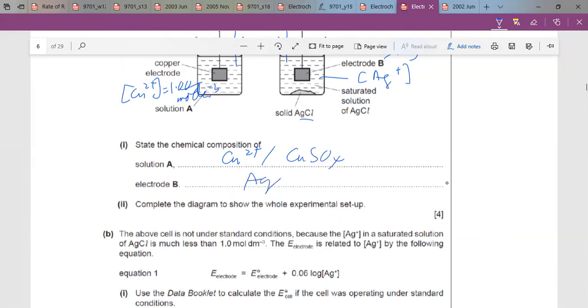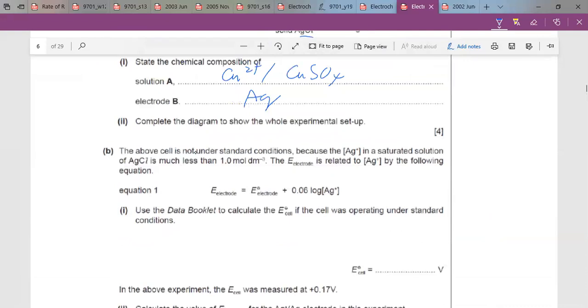Now, the above cell is not under standard conditions, because it is a saturated solution, but the concentration is much less than one, because lead chloride and silver chloride are very insoluble salts. They will have a small amount of concentration. The E electrode means the half cell. Remember, electrode means a half cell. So it's not standard.